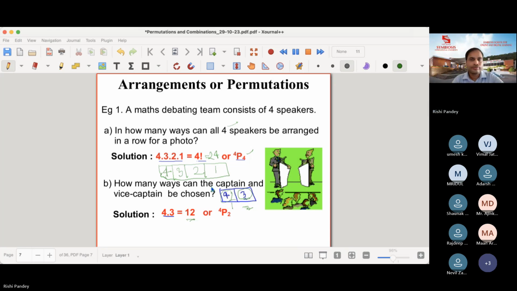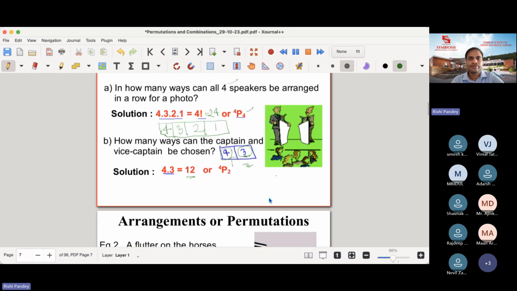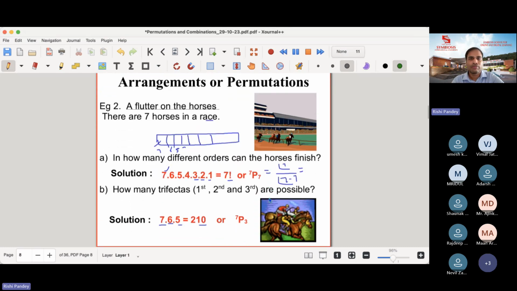Any doubt? We always use this everywhere. For example, your phone number is based on the permutation concept. Every number that you see is based on the permutation concept.